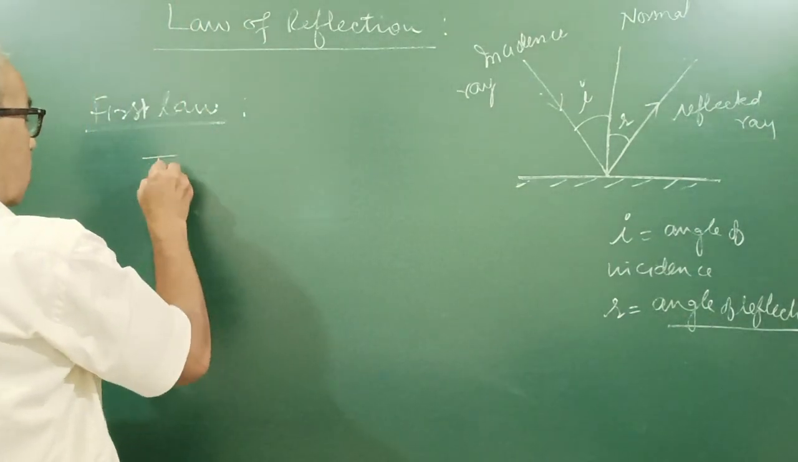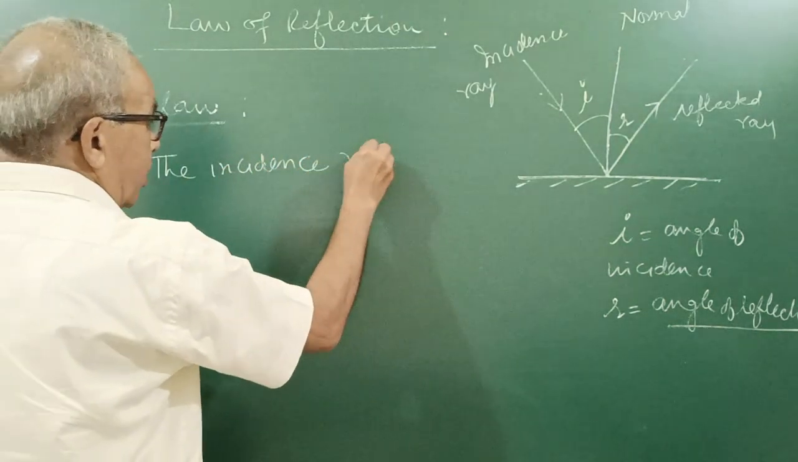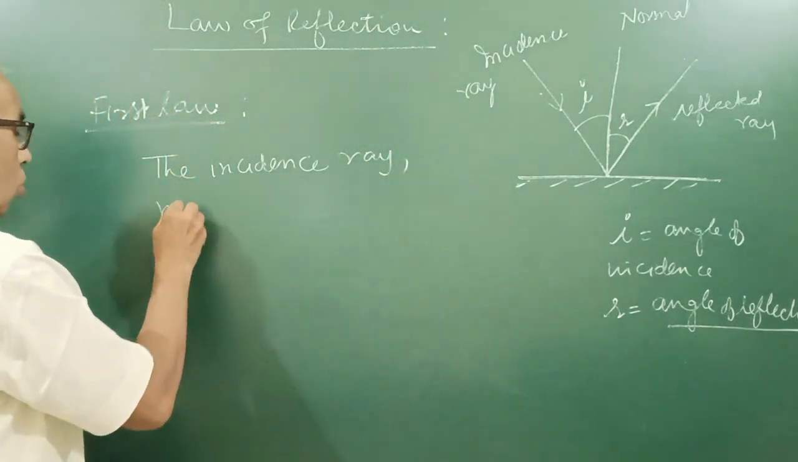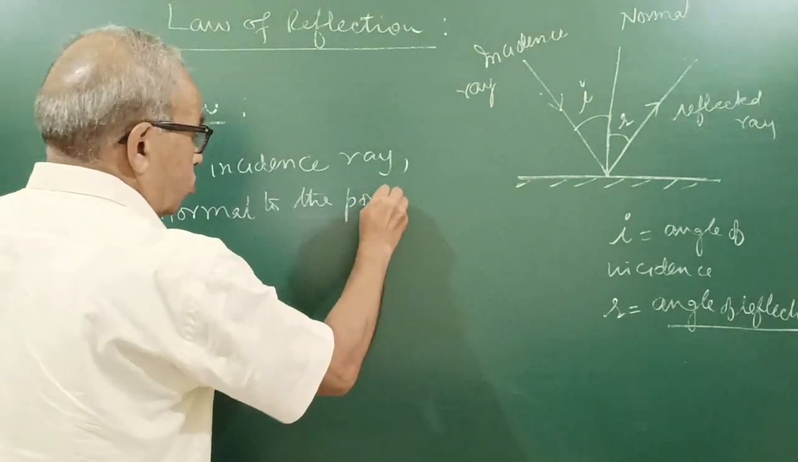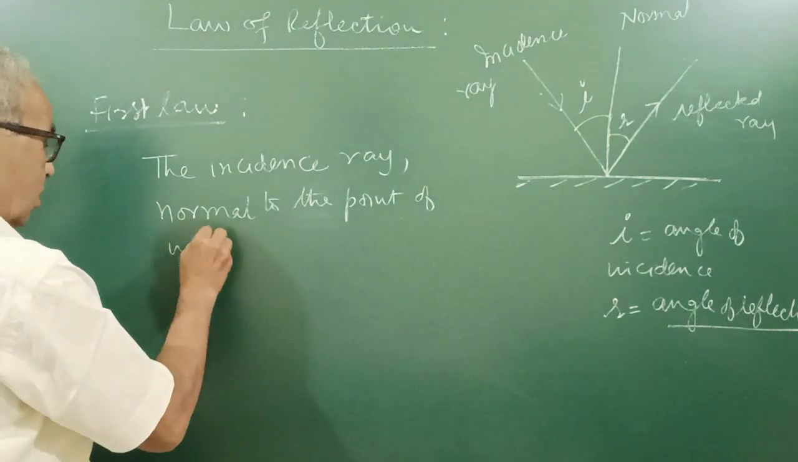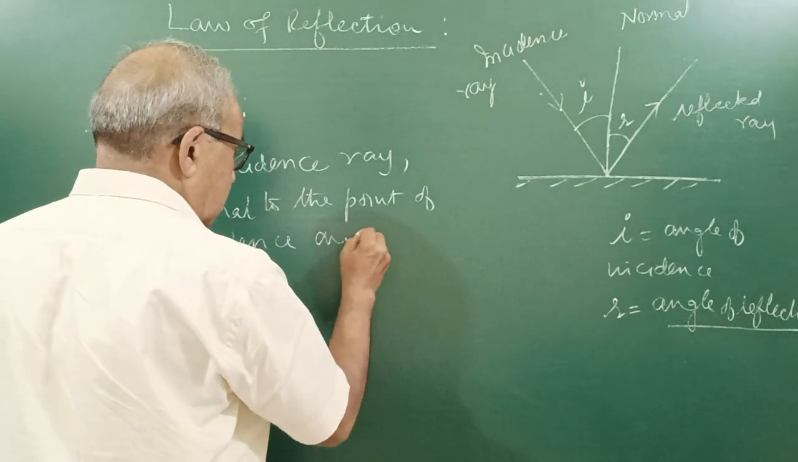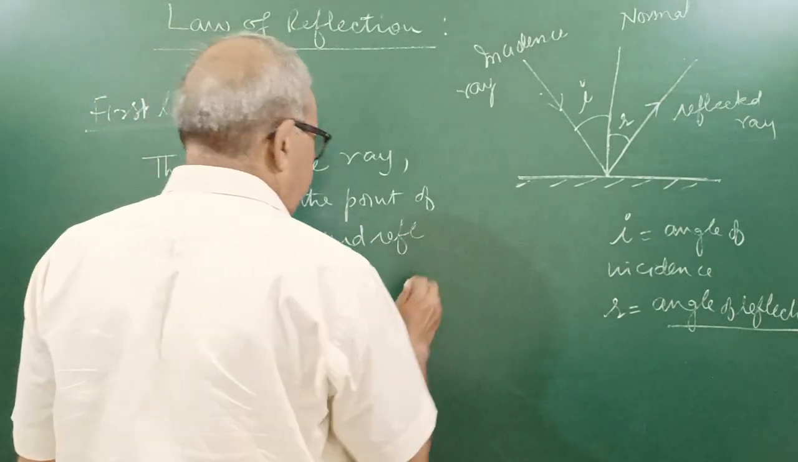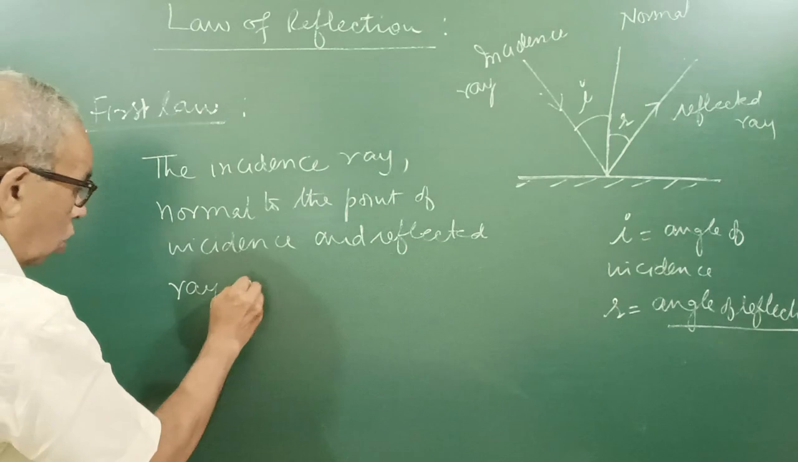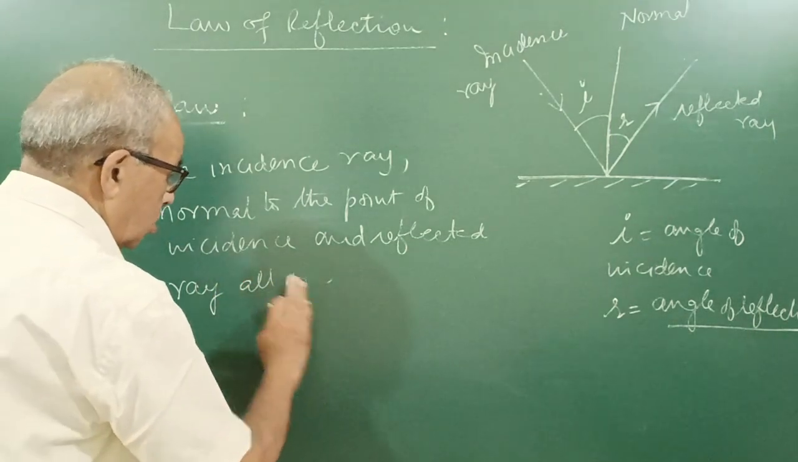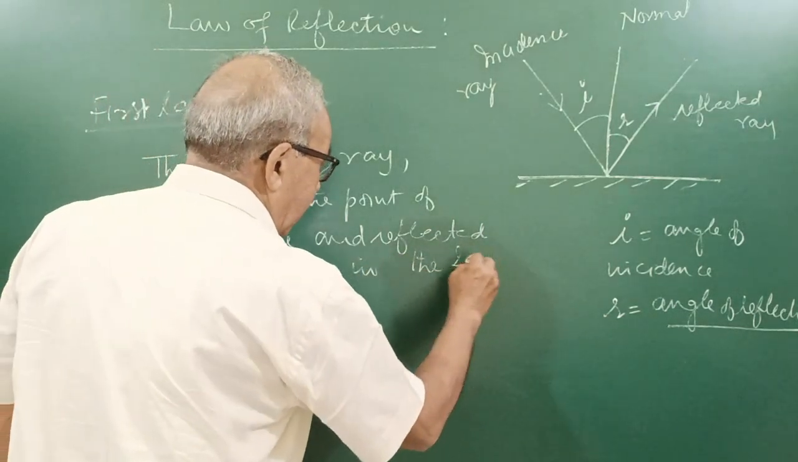What is it? The incidence ray, comma, normal to the point of incidence, and reflected ray, all lie in the same plane.